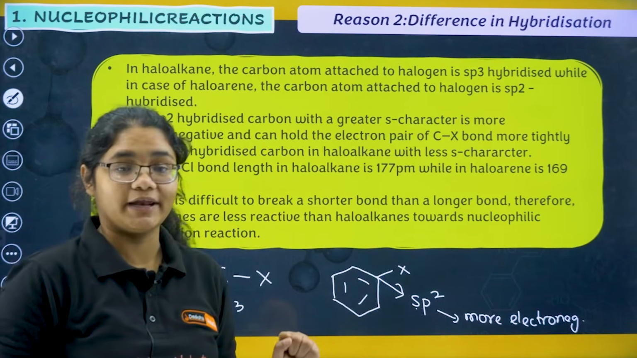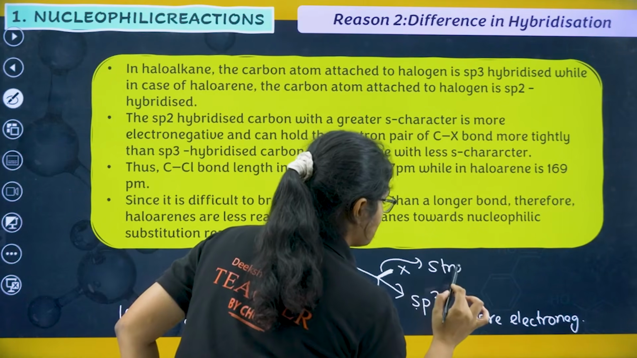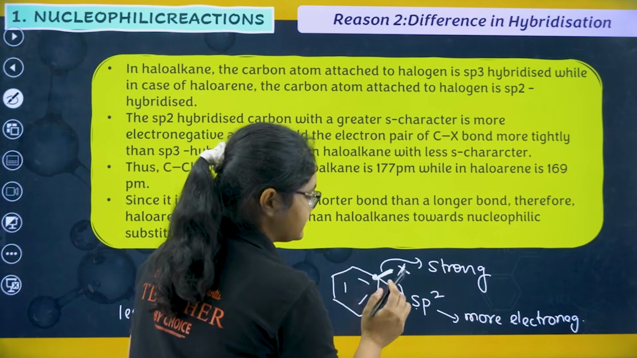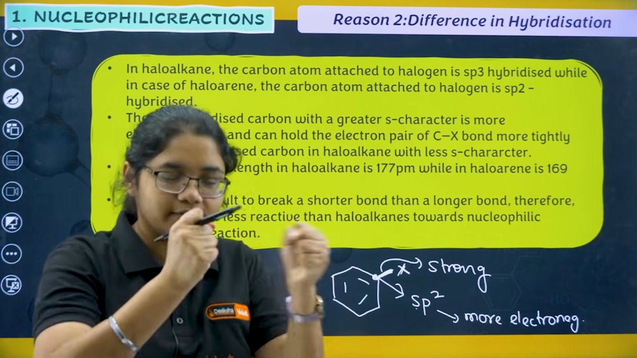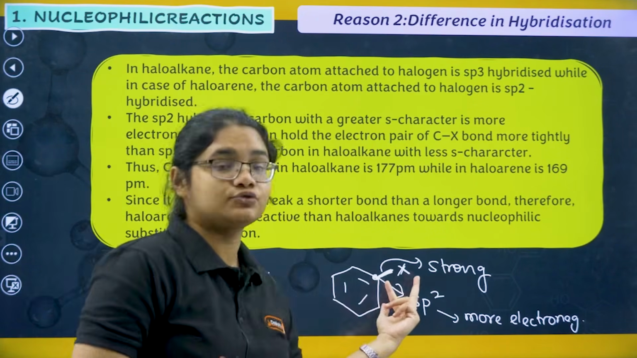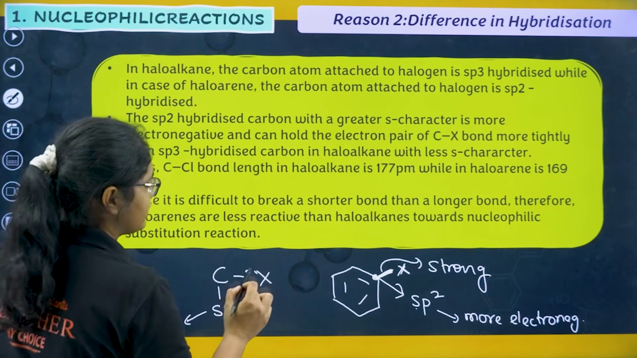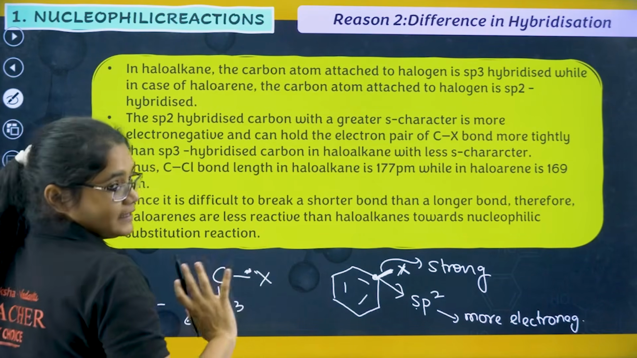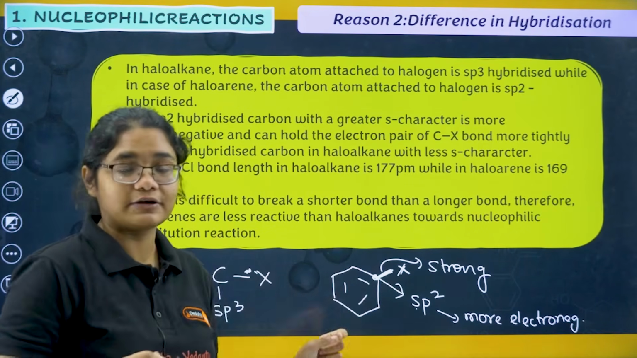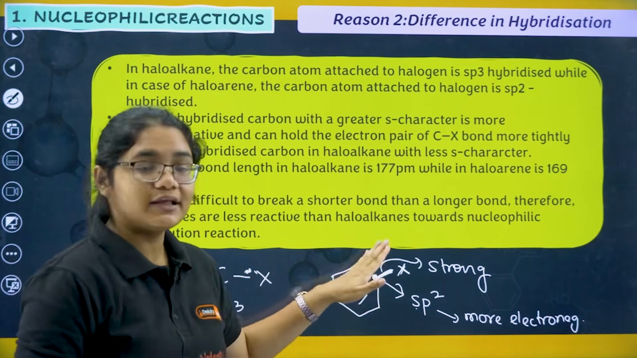Now if this one is more electronegative, this bond will be very strong. Both the carbon and X are electronegative, so both will be pulling the electrons towards themselves, and those electrons are tightly bound between these 2 atoms. Here, the carbon is much less electronegative and X is highly electronegative, so the electrons are towards X and this bond can easily break. But here there is a strong force of attraction from both sides. Nobody is trying to leave the electrons because both are electronegative, so this bond is very, very strong.